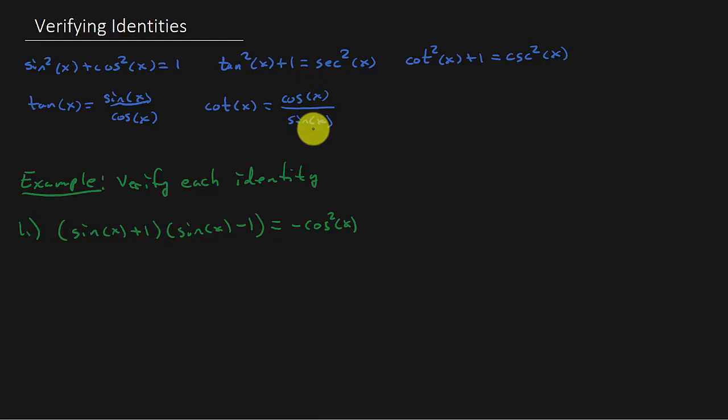Now, how do you verify identities? Well, there's really no set way to say, okay, do this every single time and it'll work every single time. Sometimes when you try to verify an identity, it'll work out real nice. And then sometimes you try to verify it a certain way and it just turns into a big old mess. So the way that you get good at verifying identities is practice. You've just got to practice these things.